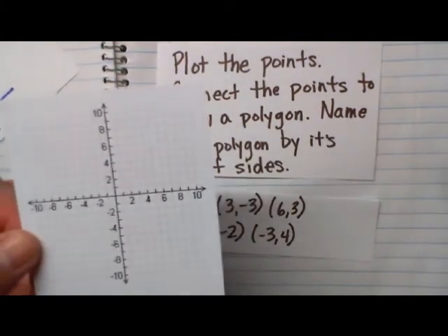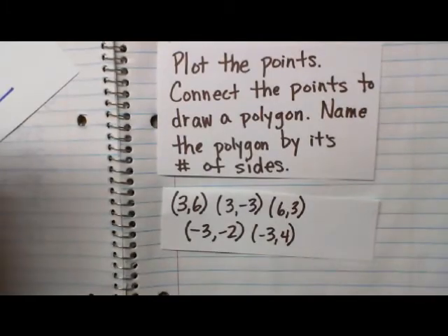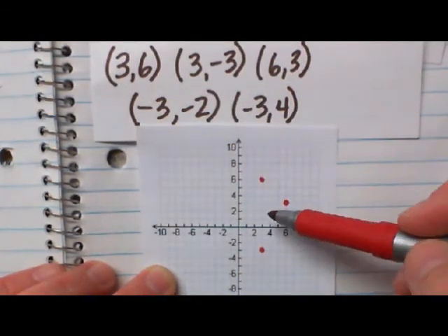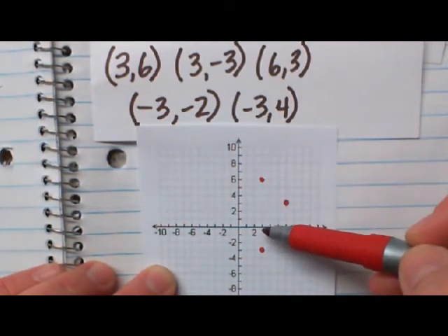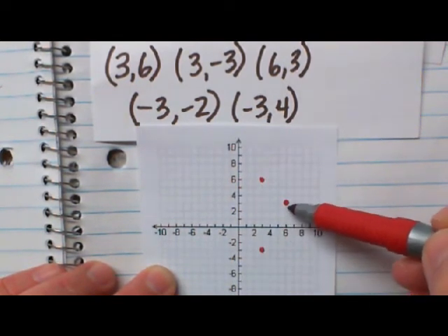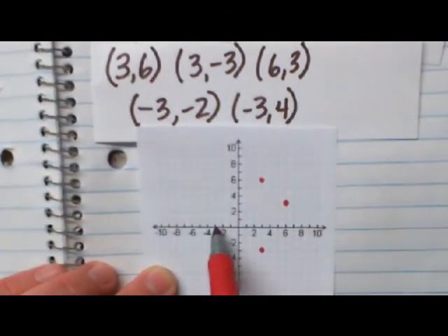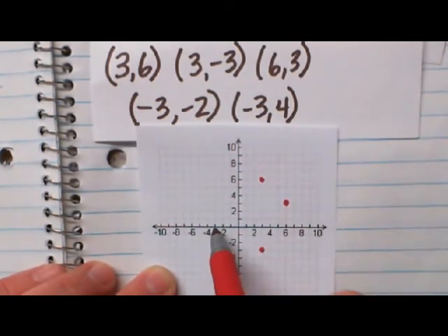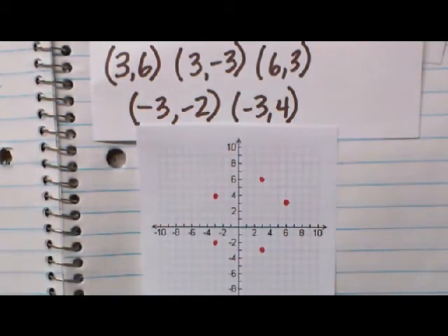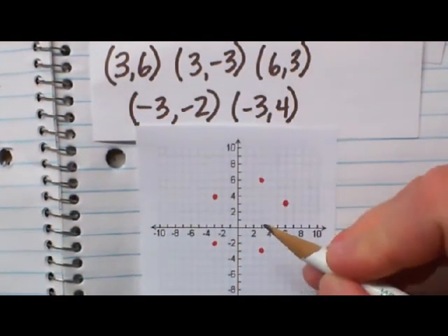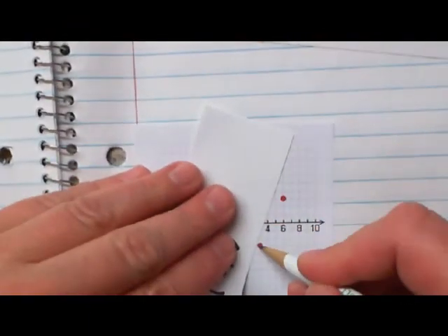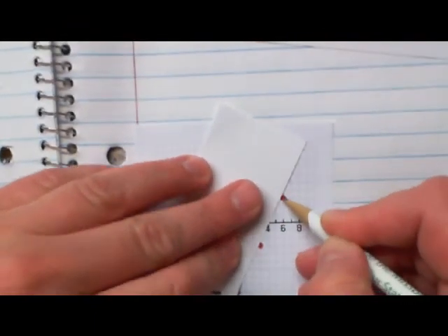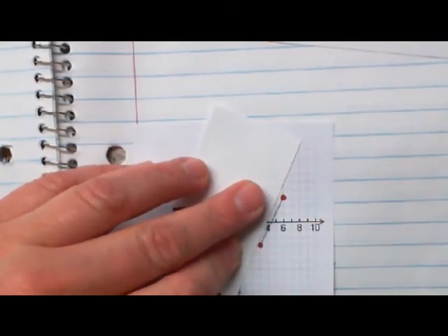So, if you want to put this in your notebook and go ahead and plot these points, and I'll be back in a second. We're back, and I've plotted a couple of points. I've got 3, 6. I've got 3, negative 3, 6, 3, negative 3, negative 2. Goes right there. Then last we have negative 3 and 4. So now what I want to do, and I would want you to use a ruler in class, is connect these points to make a polygon. I'll be back in a second.